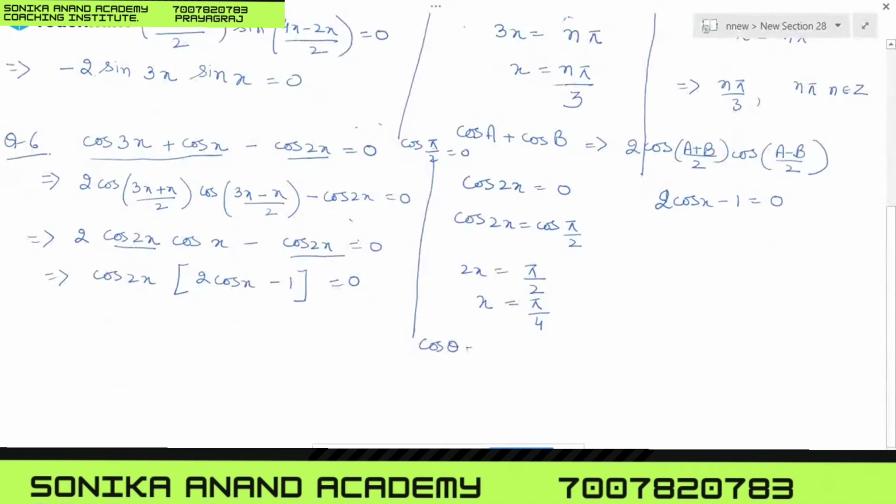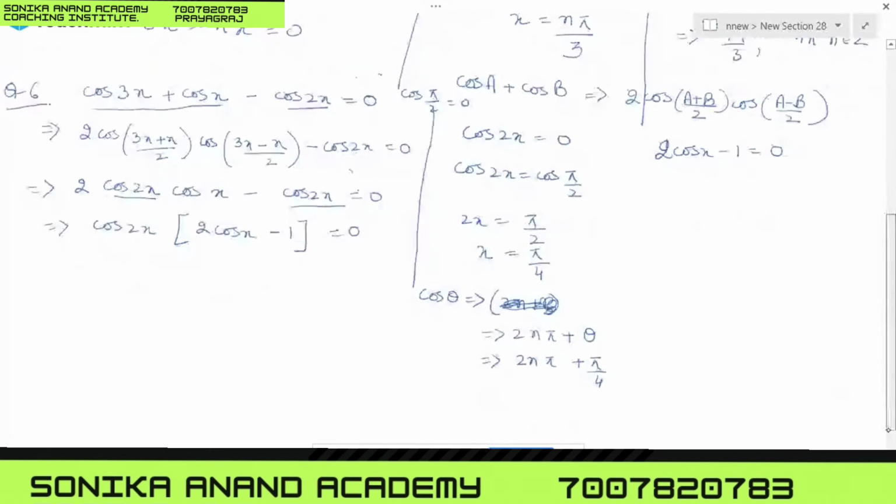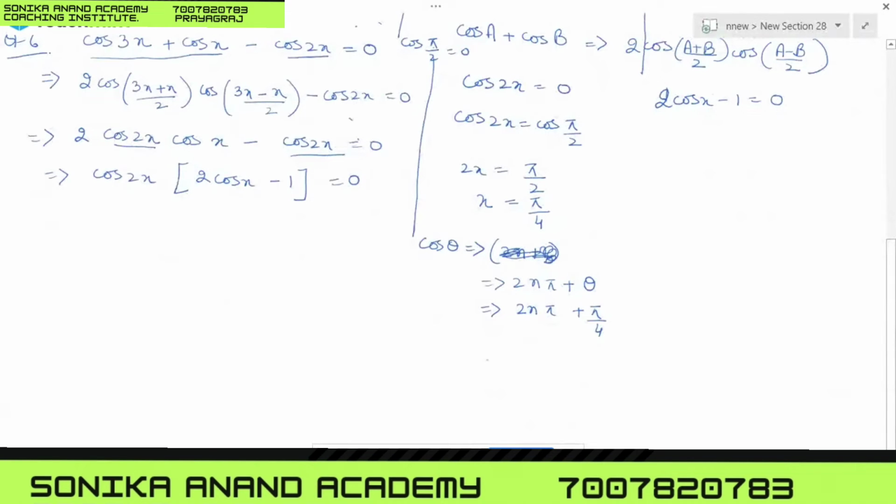But for the cos theta, we have a format 2n plus 1 or 2n. What's the format? Can you tell me? See and tell me. And for cos it is 2n pi plus or minus theta. So 2n pi plus pi by 4 it becomes.